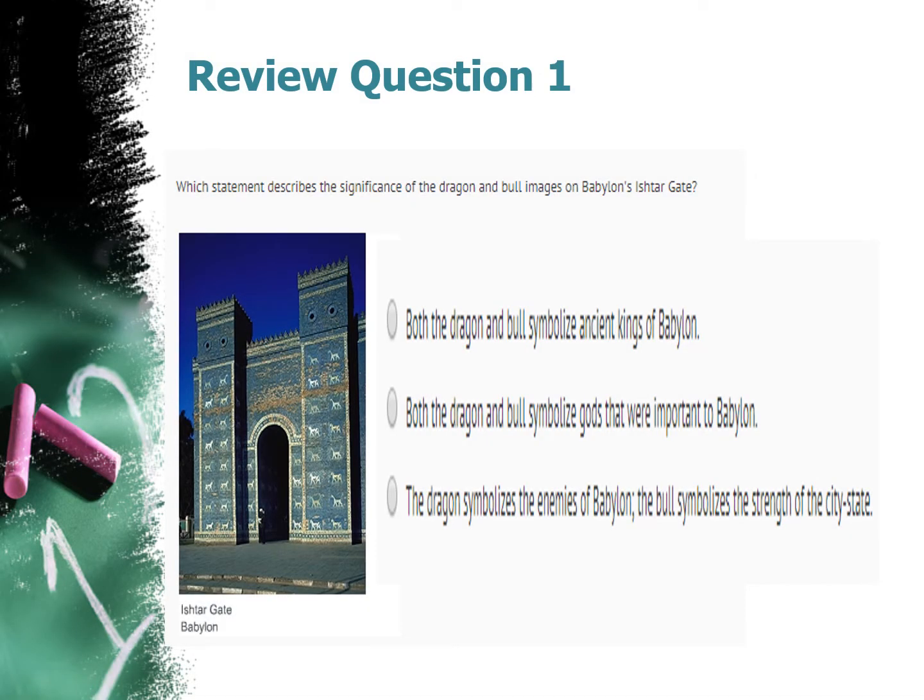So question number 1. Which statement describes the significance of the dragon and bull images on Babylon's Ishtar Gate? The answer choices are: both the dragon and bull symbolize ancient kings of Babylon. Both the dragon and bull symbolize gods that were important to Babylon. Or the dragon symbolizes the enemies of Babylon. The bull symbolizes the strength of the city-state.